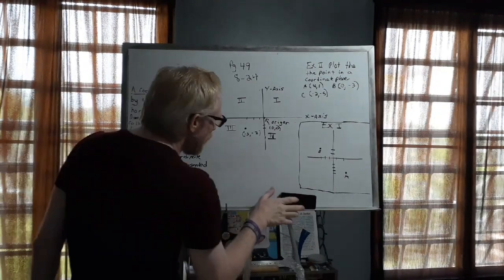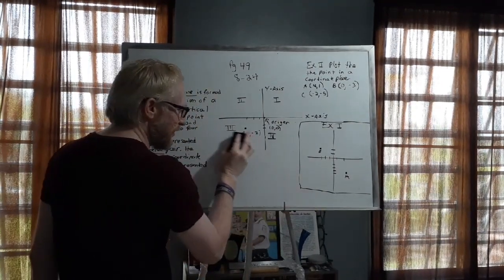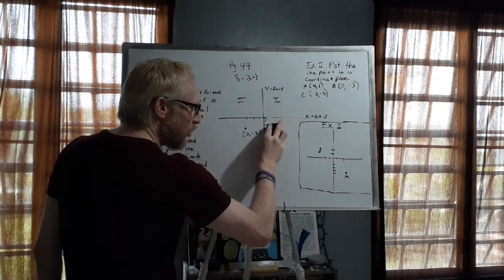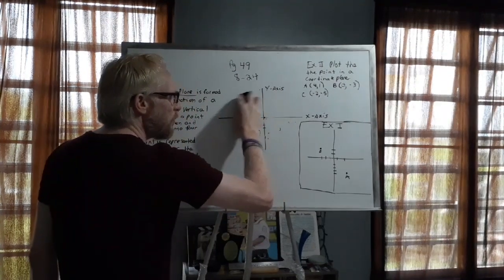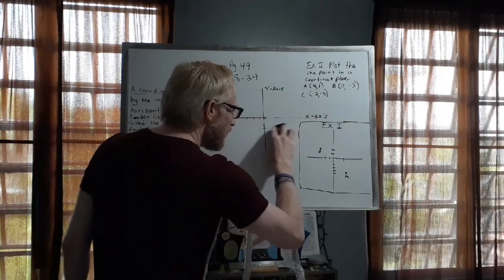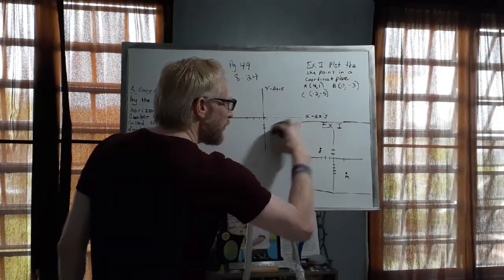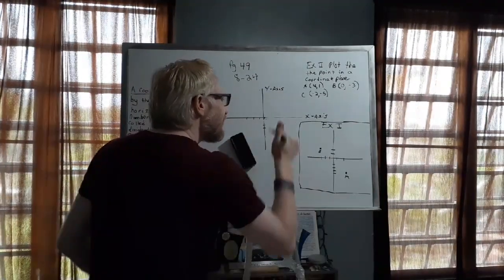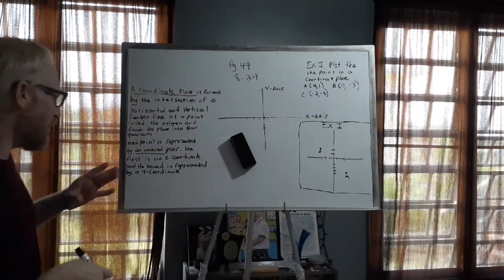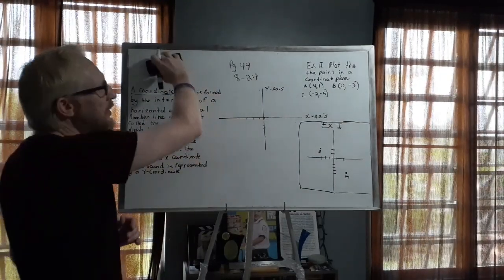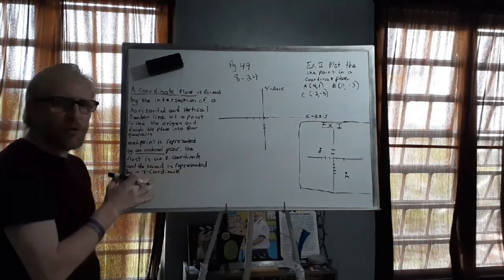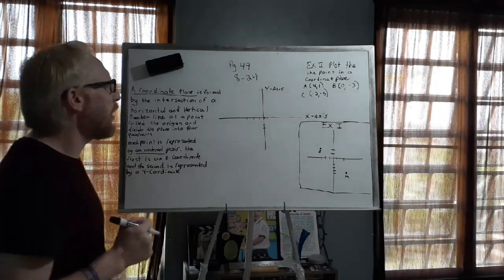Now we're going to talk a little bit about the ordered pair, so I'm actually going to go ahead and erase this so we can understand what an ordered pair is. So in your book, an ordered pair is defined this way: each point is represented by an ordered pair. The first is an x-coordinate, and the second is represented by a y-coordinate.